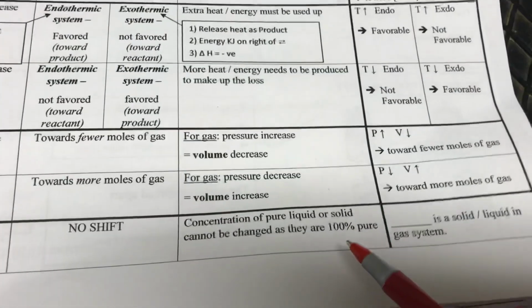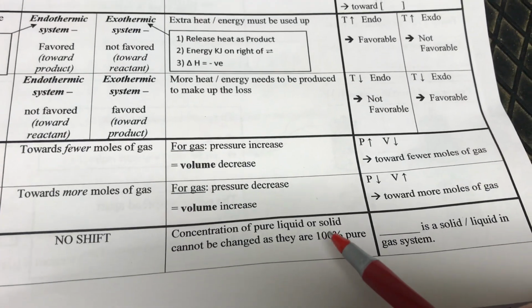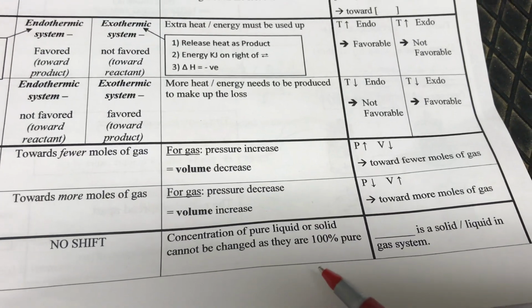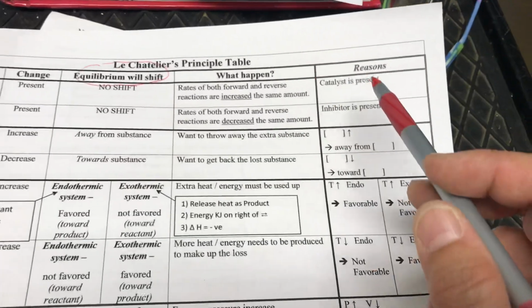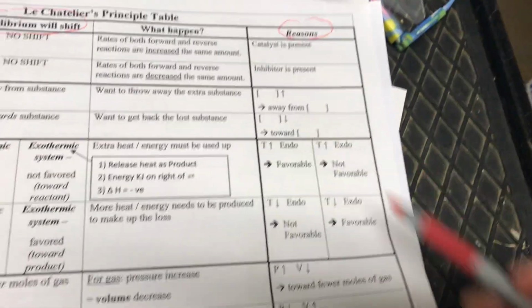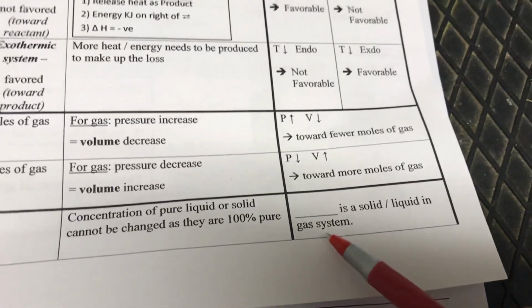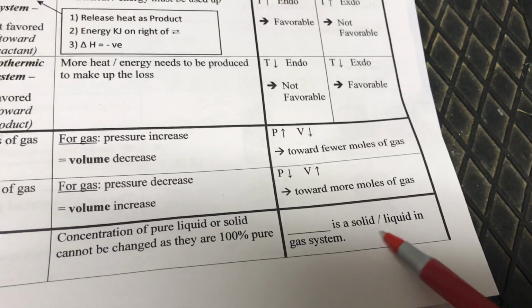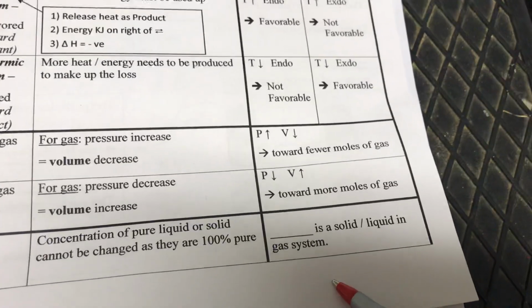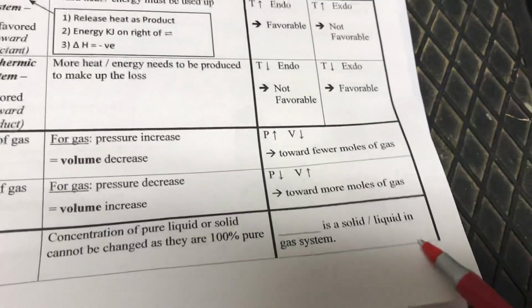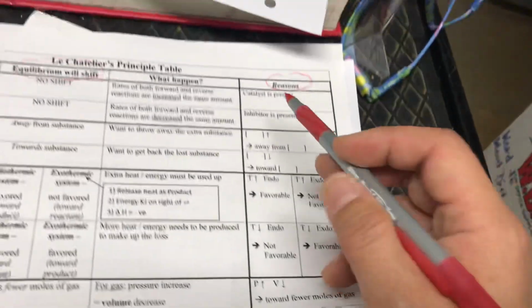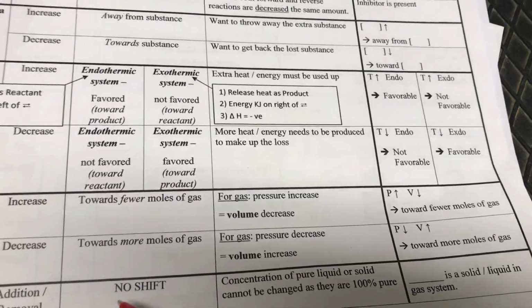This is because the concentration of a pure liquid or solid is 100% pure, so there will be no shift. So the reason you write is, if that's the case, oh, the H2O is a liquid in a gas system, or the Na is a solid in a gas system. Then just write this as the reason, and you write no shift, no favor.